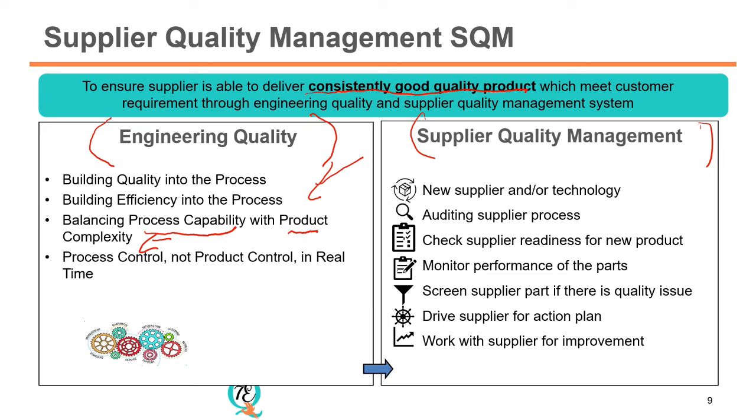And then also process control in real time to understand what are the quality issues that happen immediately in the process itself, and not the product control where you only find defects in the final product which is already ready to deliver to your entity. Therefore, in supplier quality management, we must look at new supplier or technology qualifications.